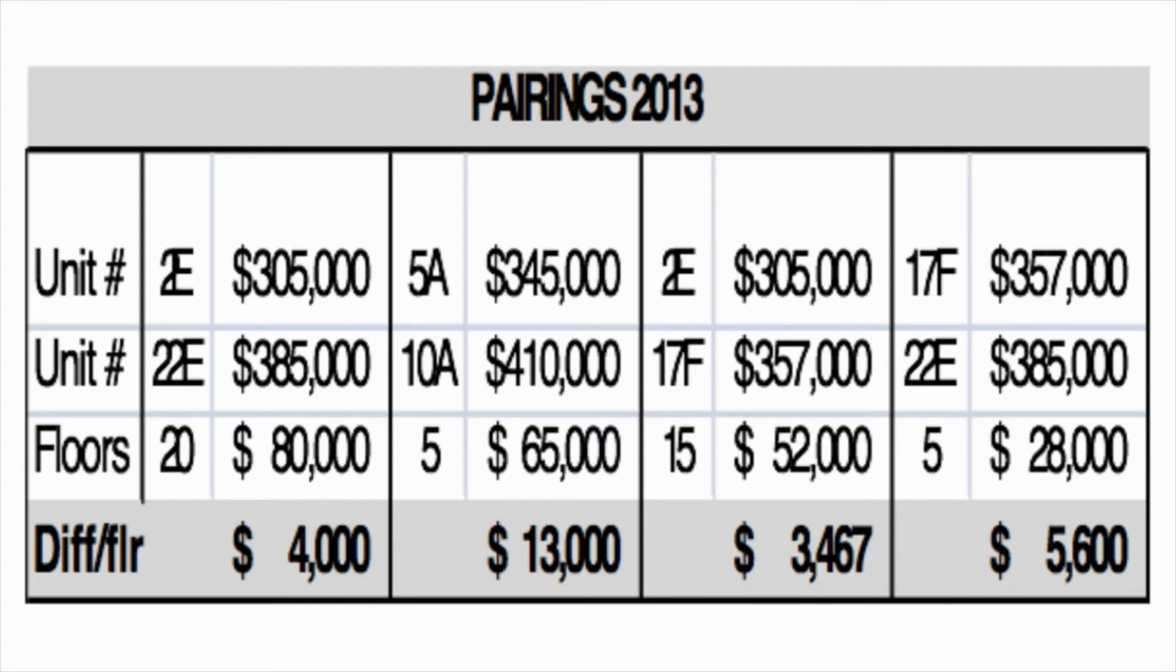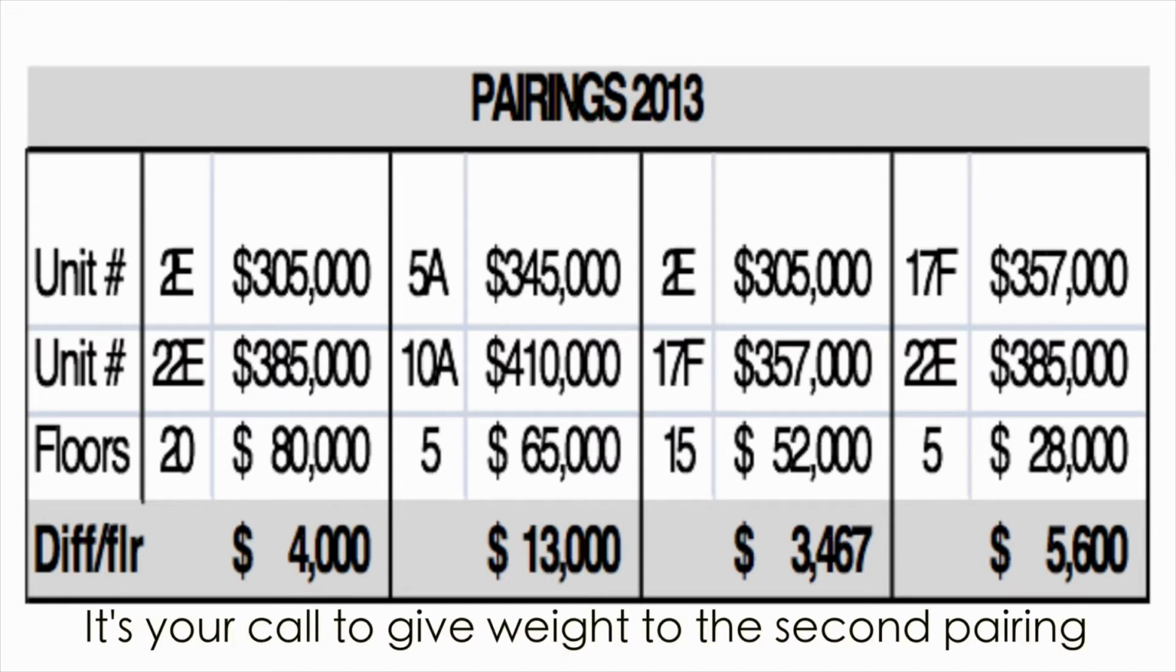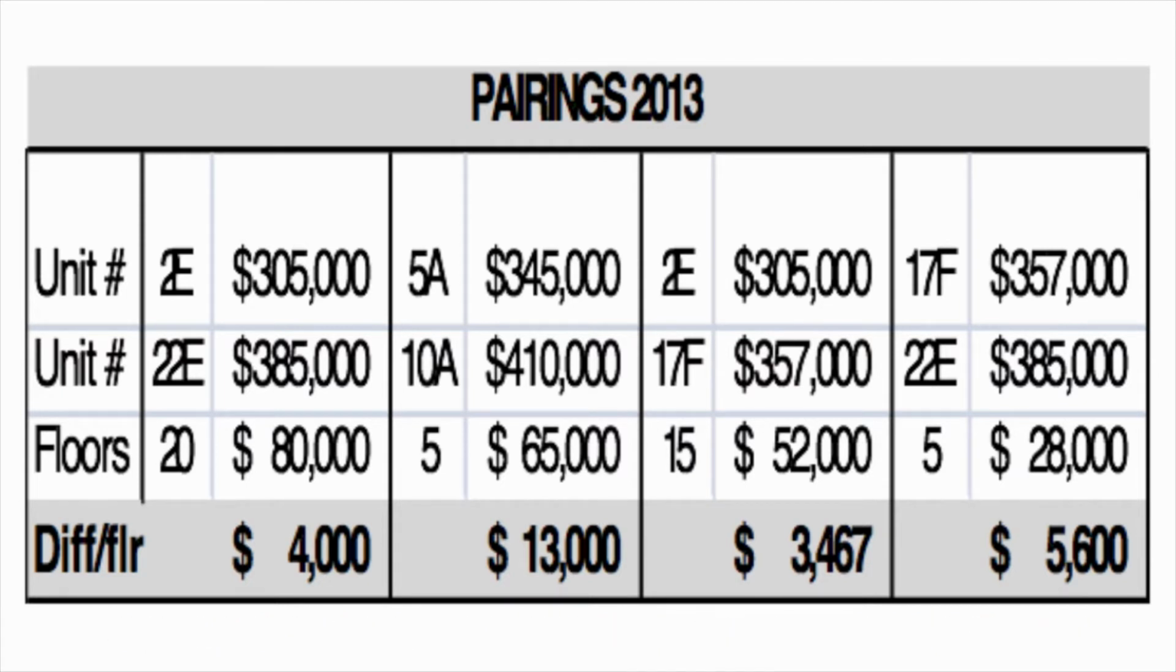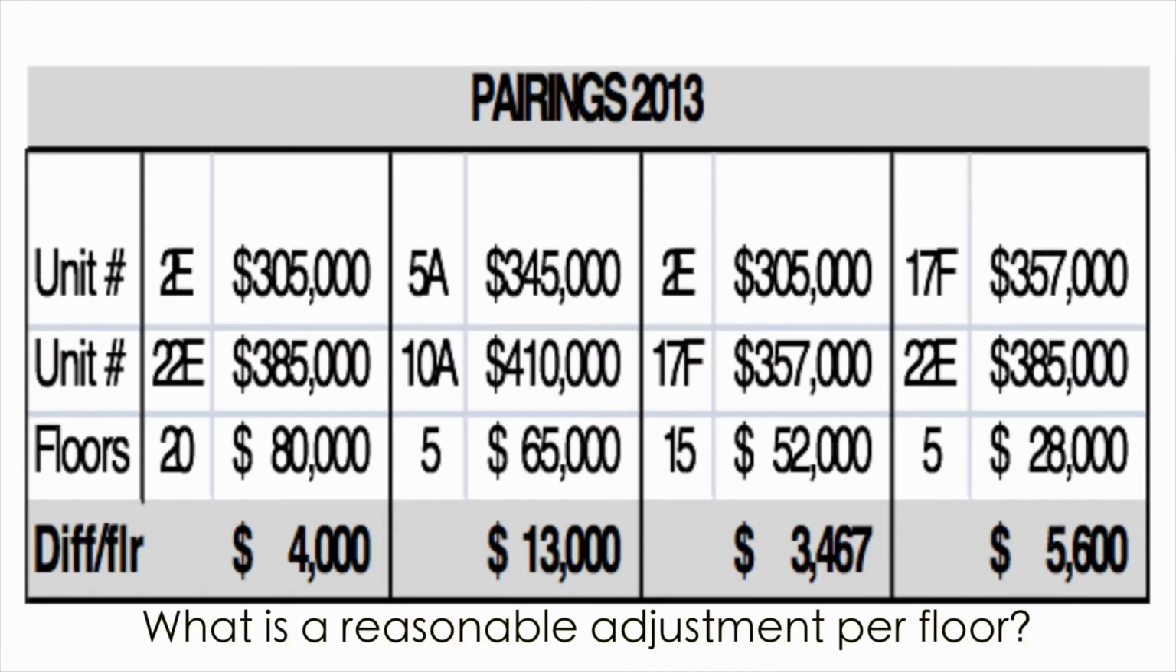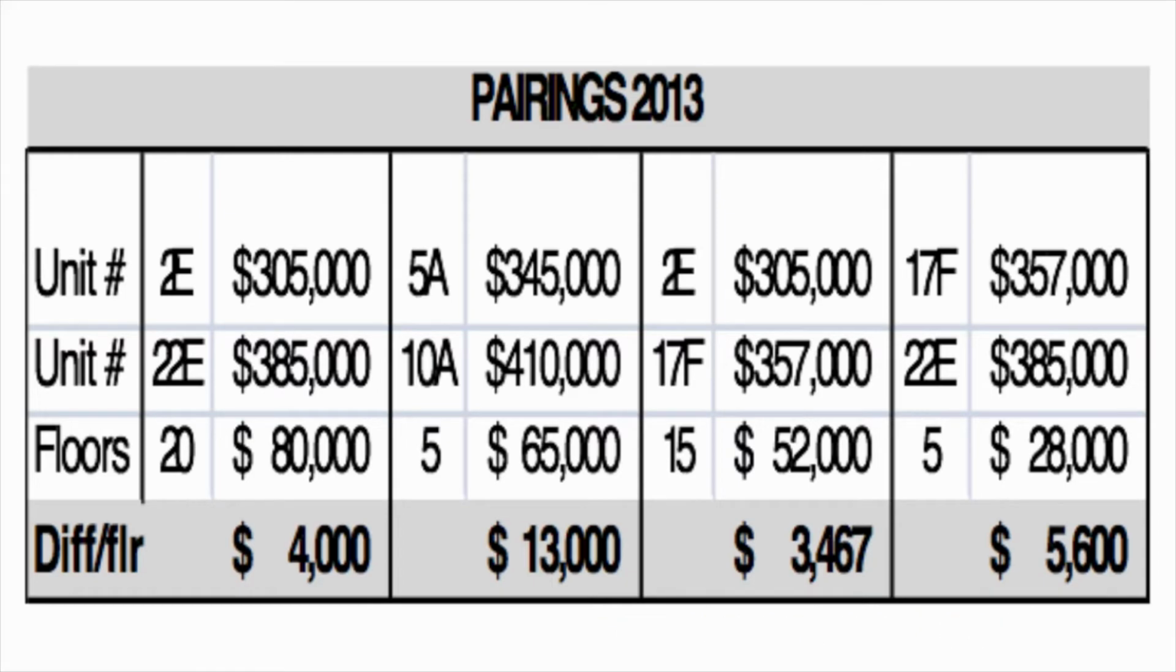So we're going to look at it, we're going to acknowledge that it's there, but you'll see we're not going to give it a whole lot of weight. However, it's your judgment call as to what weight you should give it. That's part of your scope of work. So let's take a look at this. From this analysis, what is a reasonable adjustment per floor?